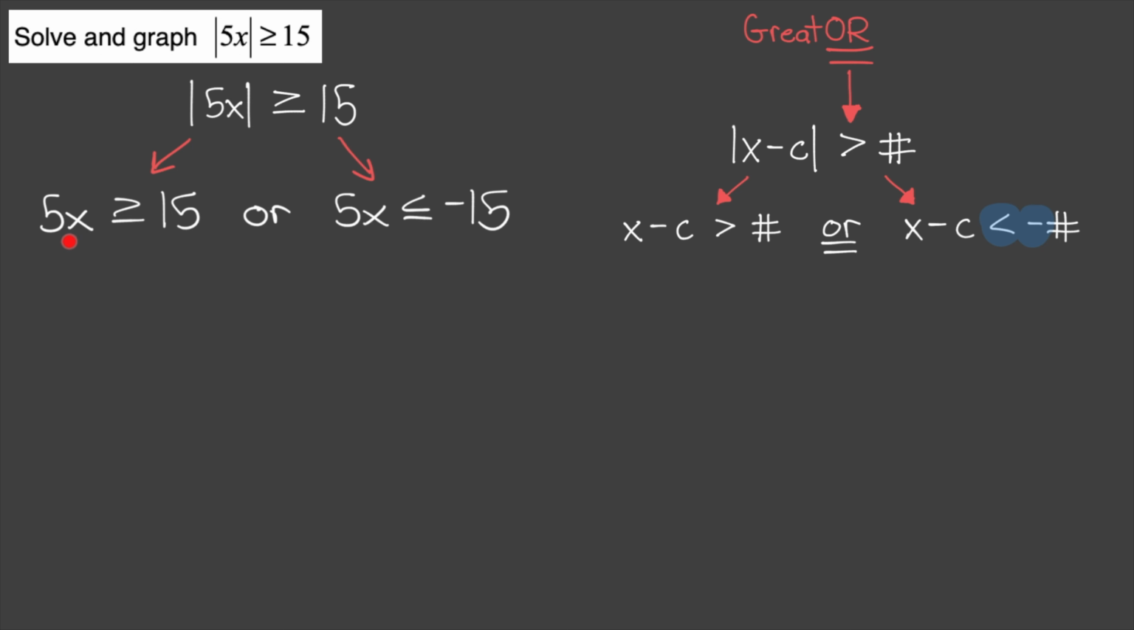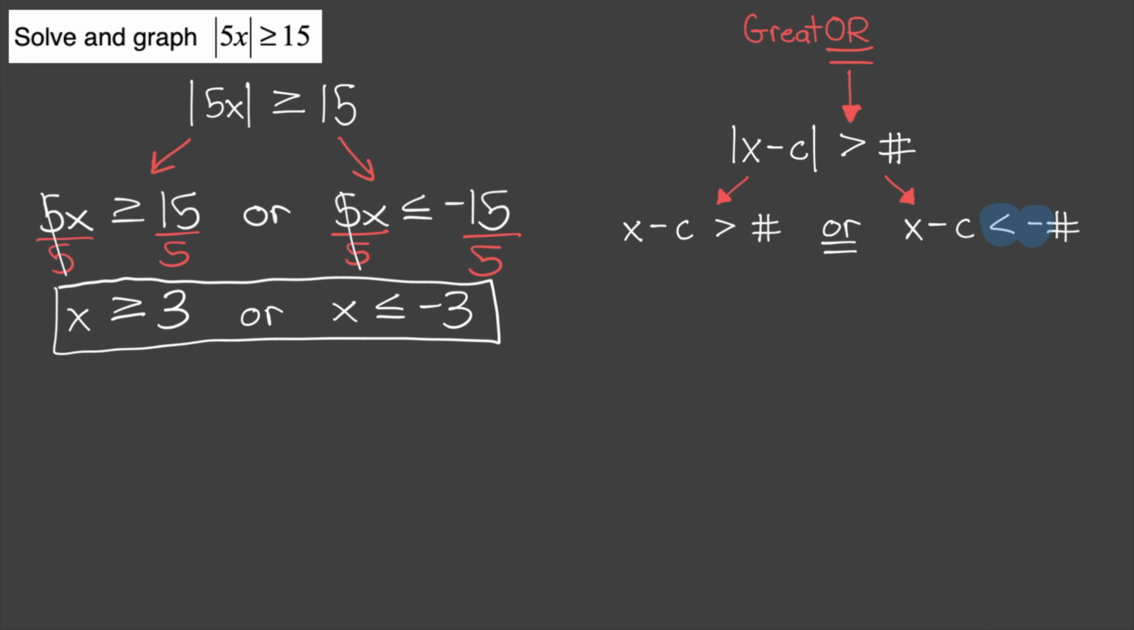We have 5 times x. To undo multiplication, we divide both sides by 5. And we're going to do that in both of these inequalities to solve for x. So the 5's cancel. X is greater than or equal to 15 divided by 5, which is 3. Again, here the 5's cancel. So we have x is less than or equal to negative 15 divided by 5, which gives us negative 3. All right, so this is our answer here in inequality notation.